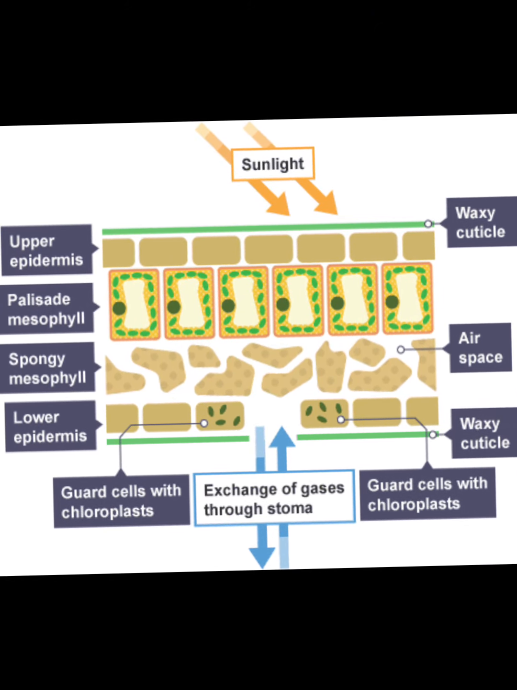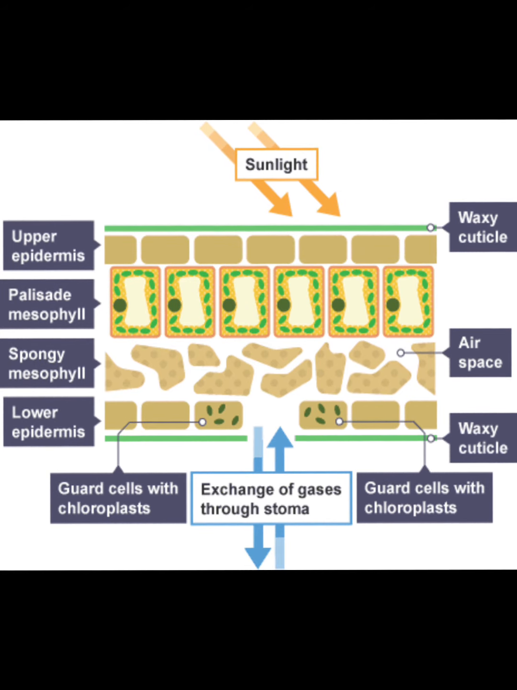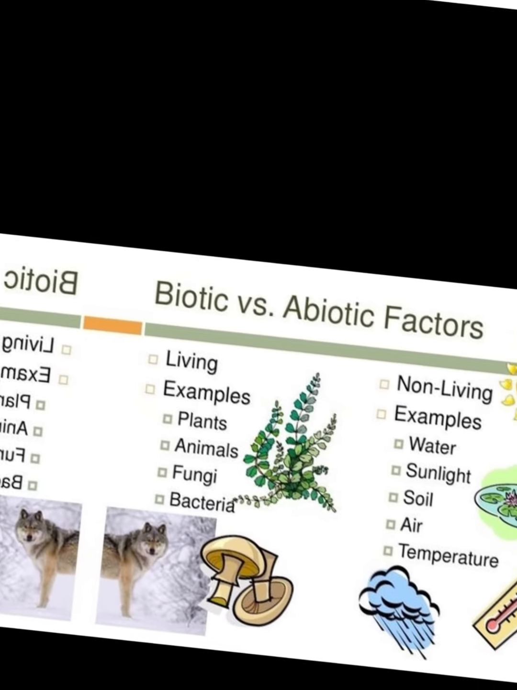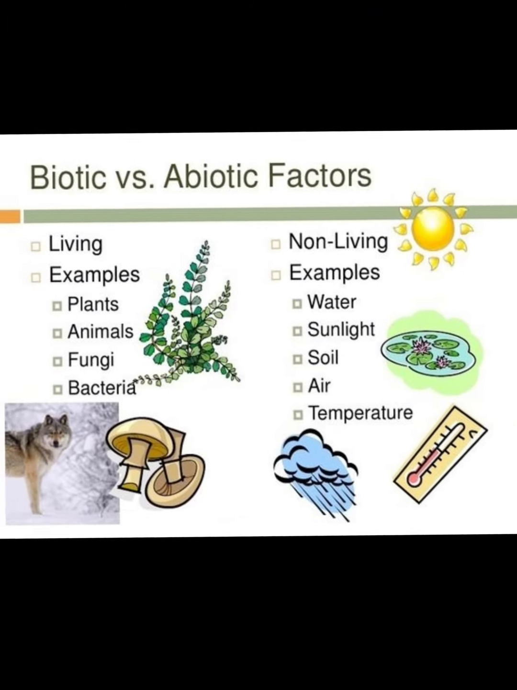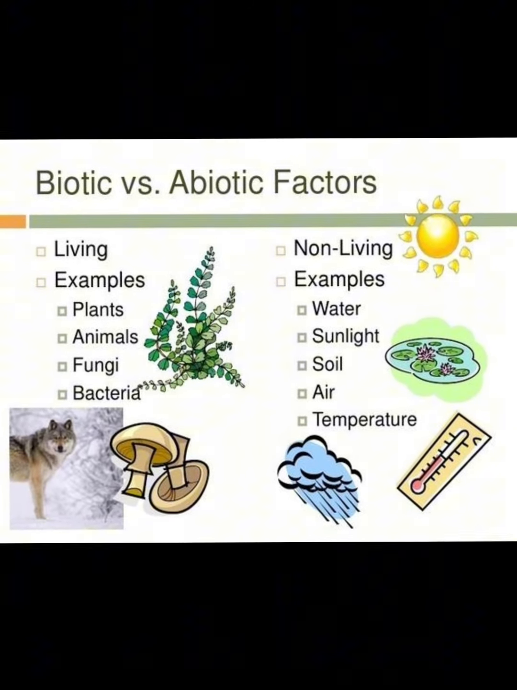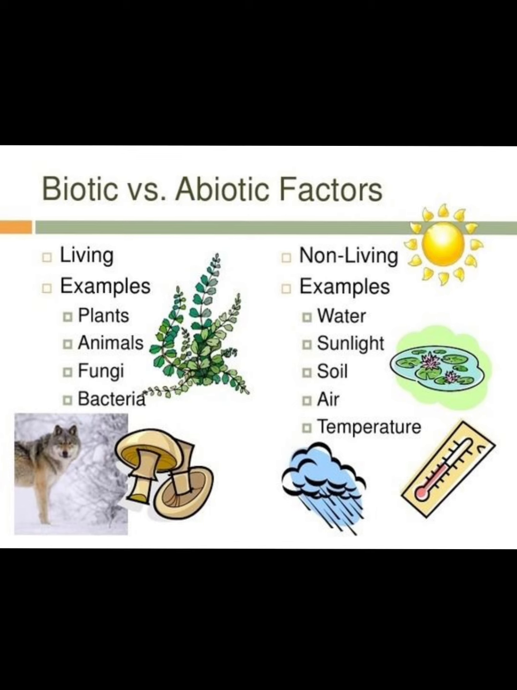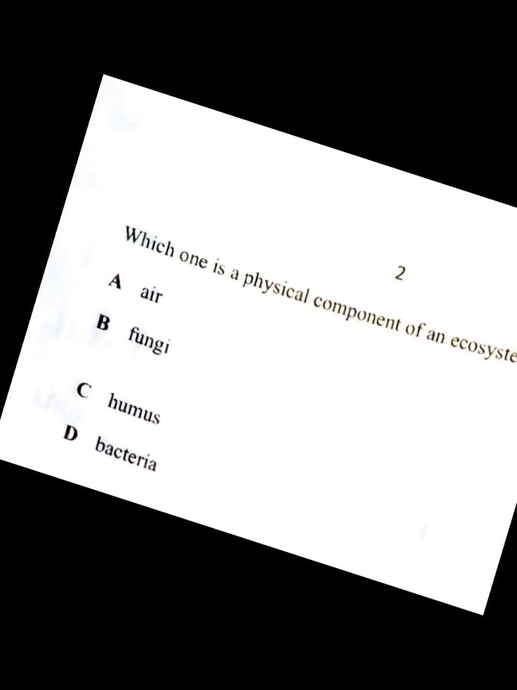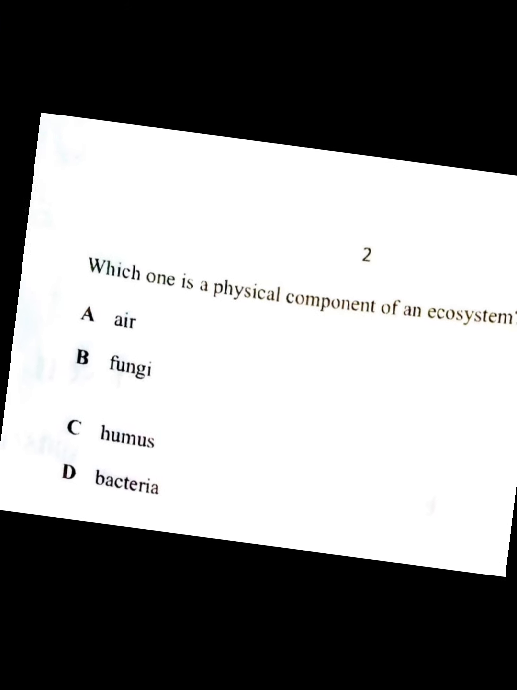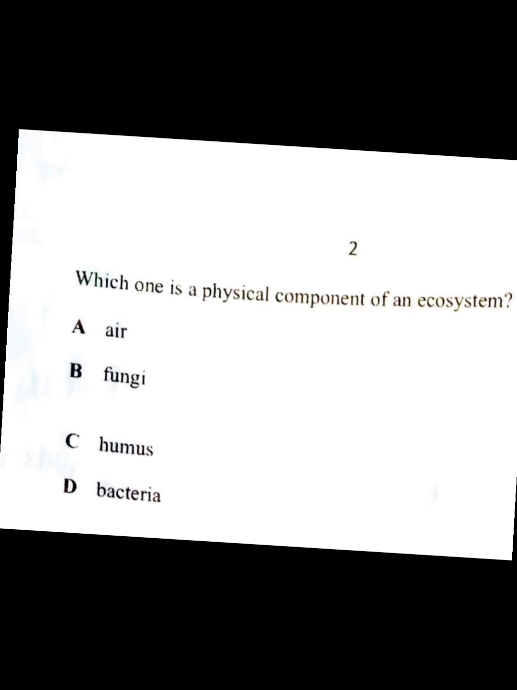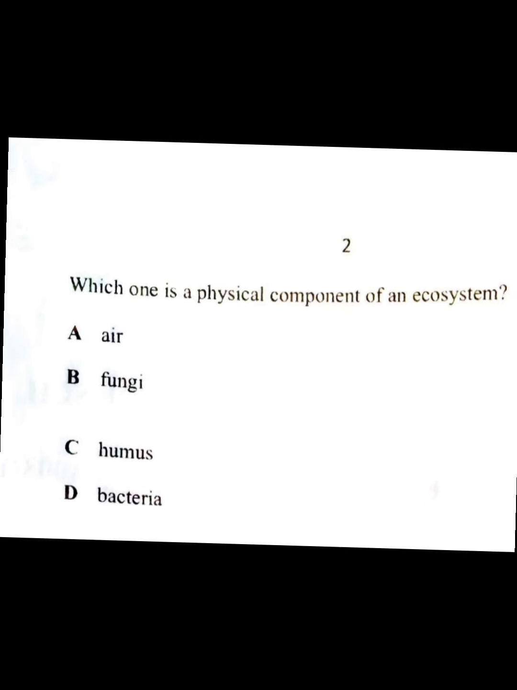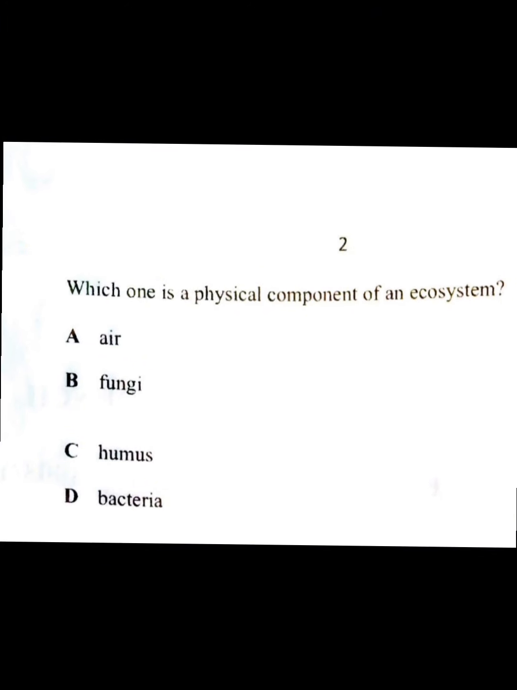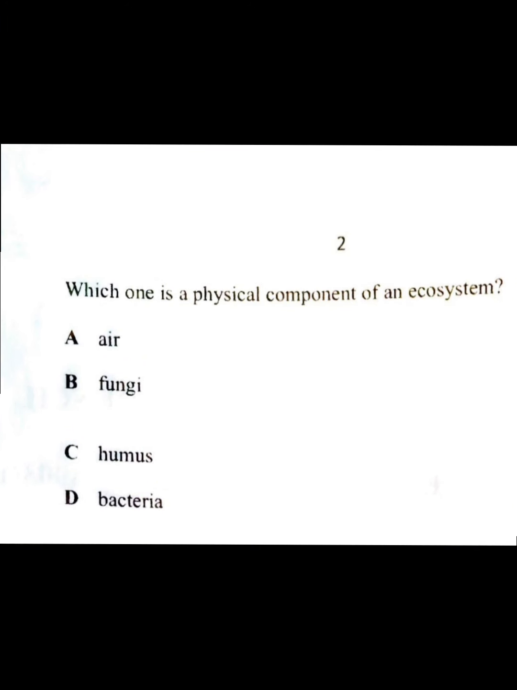We need now to move on to how ecosystem questions are examined in Combined Science Paper 1. You need to know about the physical and biological components of an ecosystem, and also understand food chains and food webs. First, we are going to move on to June 2020. The question is reading, which one is a physical component of an ecosystem? So the correct answer is going to be A. Fungi, humus, bacteria are biological components of an ecosystem.